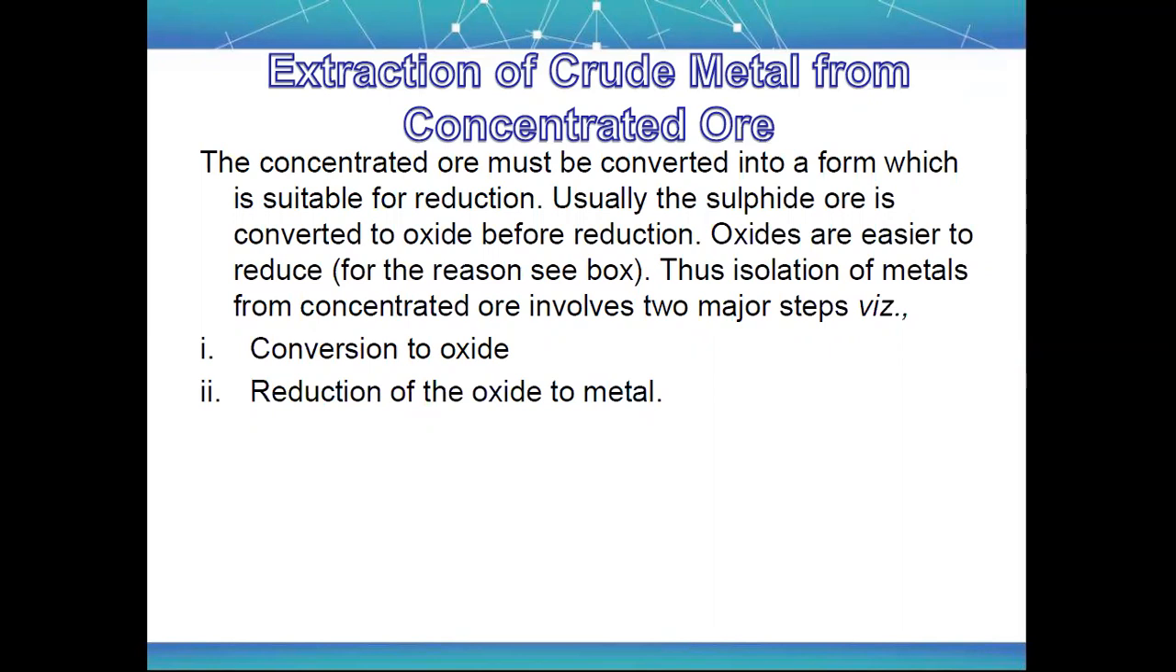Okay, so after this the concentrated ore must be converted into a form which is suitable for reduction. It must first be converted to a specific form that can be reduced. Usually the sulfide ore is converted to oxide before reduction. Oxides are easier to reduce, for the reason I will show you when we go down to the chapter. The isolation of metal from the concentrated ore involves two major steps.